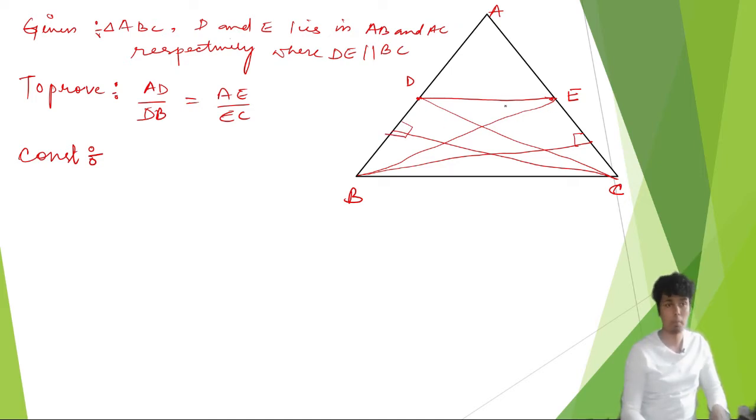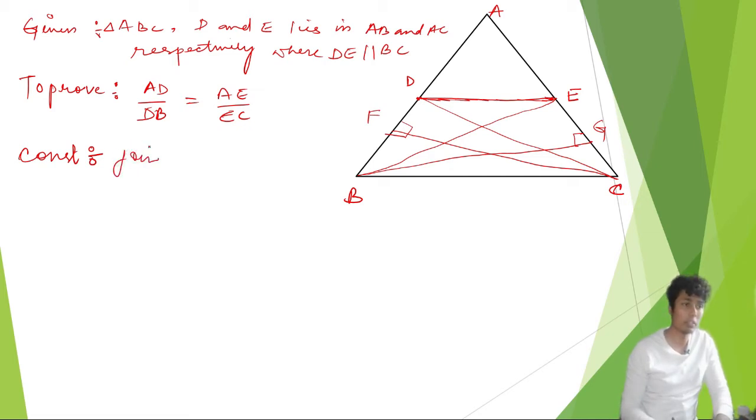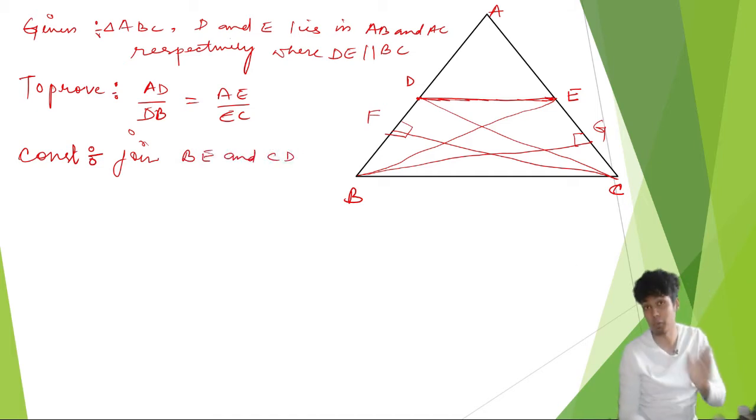Okay, now the question here says this DE is parallel. Let us name this as E, F and G. Okay, F and G done. Now construction, what we have done? Join BE and CD. We have to join both the lines.